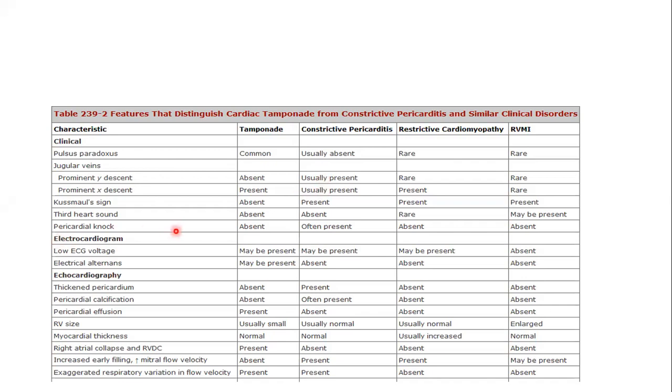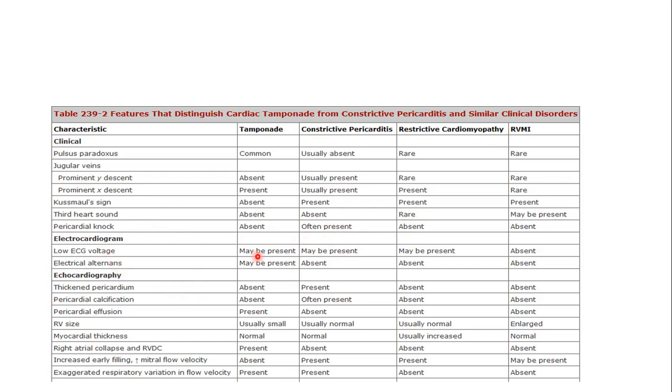And then the Kussmaul sign, though it may be present in a few people, is usually prominently present in constrictive pericarditis, and is also present in restrictive cardiomyopathy. So the third heart sound is said to be absent across the board, and rarely may be found in restrictive cardiomyopathy. Pericardial knock is exclusive for constrictive pericarditis, which I tried to explain earlier on.